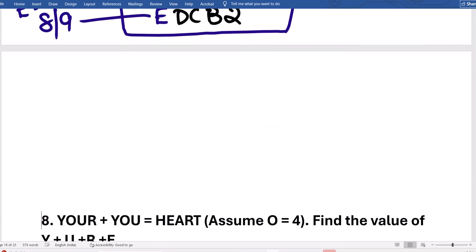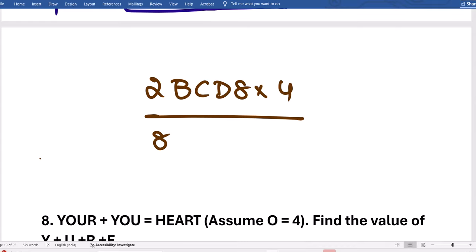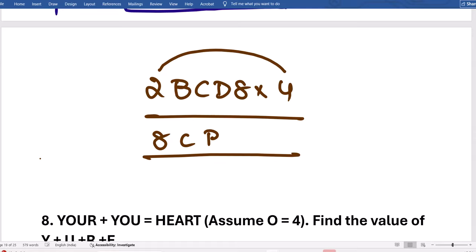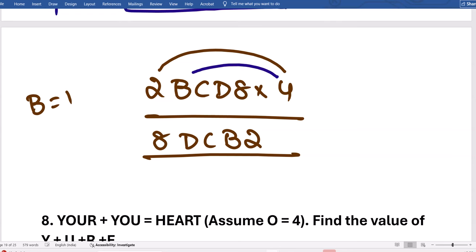Once you get E value 8, next you should focus on B value. Same reason as we discussed for the previous question. There is no carry for 2 times 4 is 8, I don't want a carry from the previous. If we don't want a carry from the previous, then B must be 1 or 2. 4 into B should not generate any carry, but 2 is already assigned, so B must be 1.